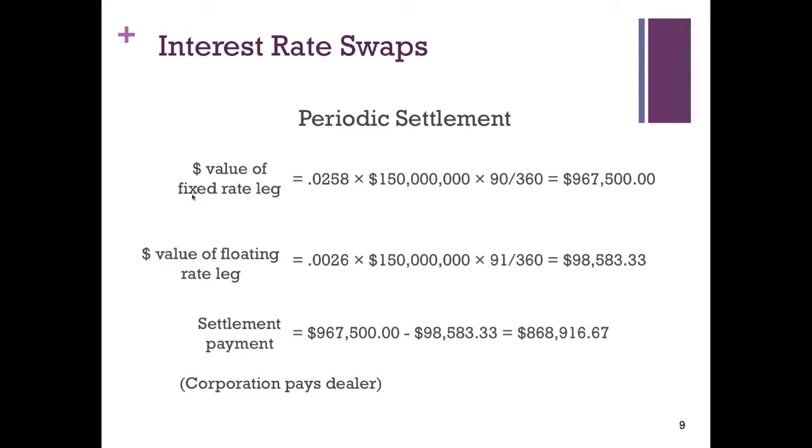But you can see the dollar value of the two legs, and at the bottom there's the finding of the difference between the dollar value of the two legs. And since the corporation was paying fixed and receiving floating, and the value of the fixed rate leg was significantly larger, at that settlement date the corporation would have to pay the dealer the difference between the dollar value of the two legs.